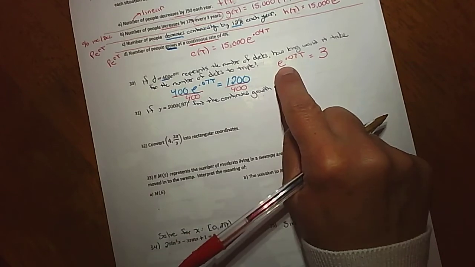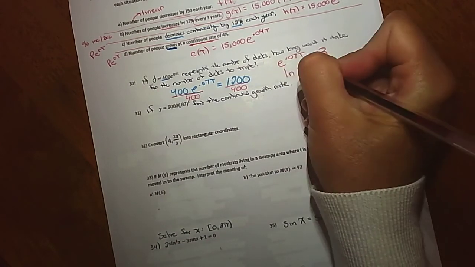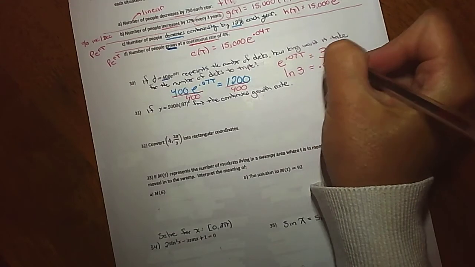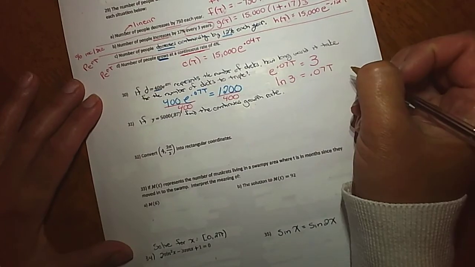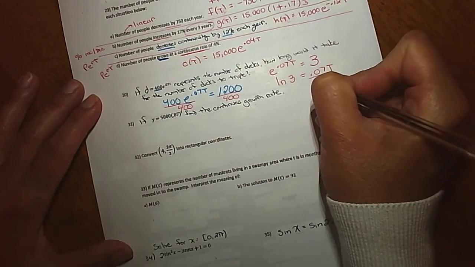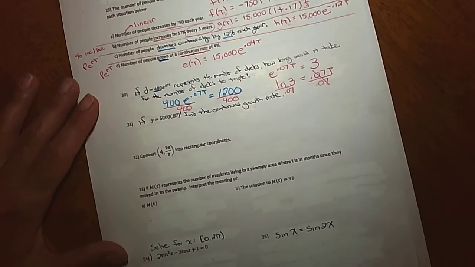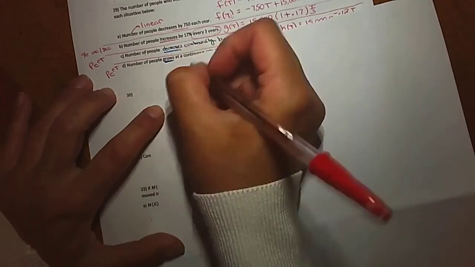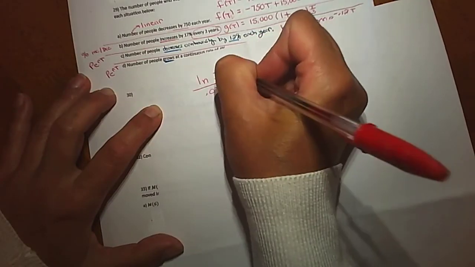Now I'm going to use logs here. I'm going to log it. Because it's e, I'm going to use the natural log, right? Natural log of 3 equals 0.07t. Okay. And I'm going to divide by 0.07. Okay, so now I want to talk about this. So right now, I have the natural log of 3 over 0.07 equals t.